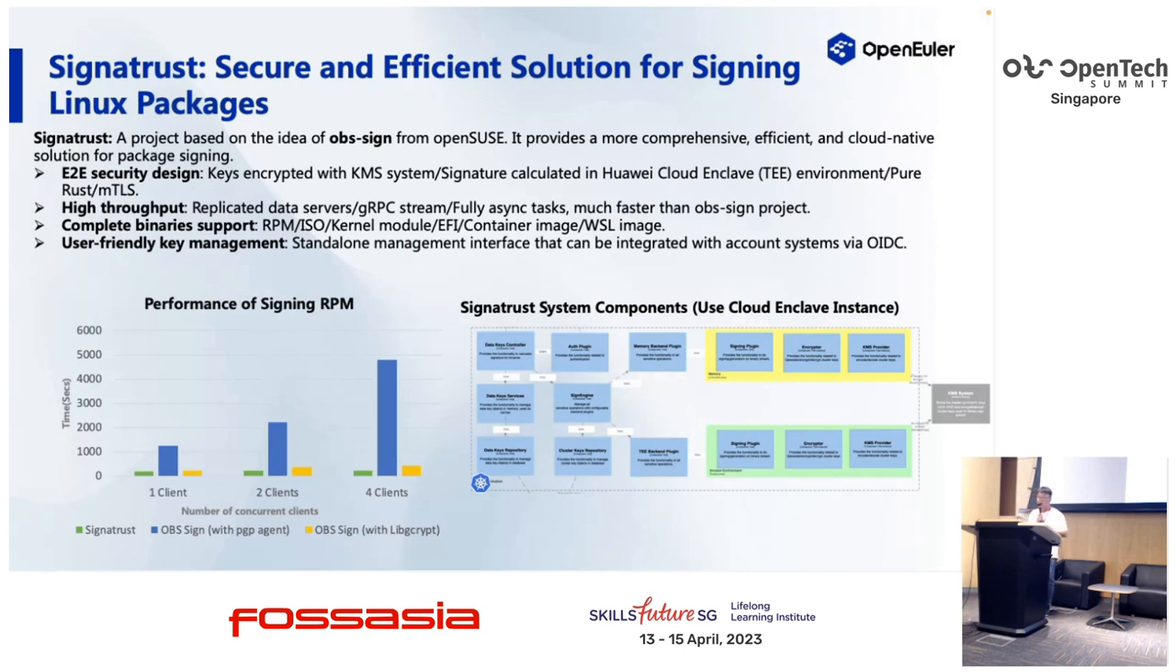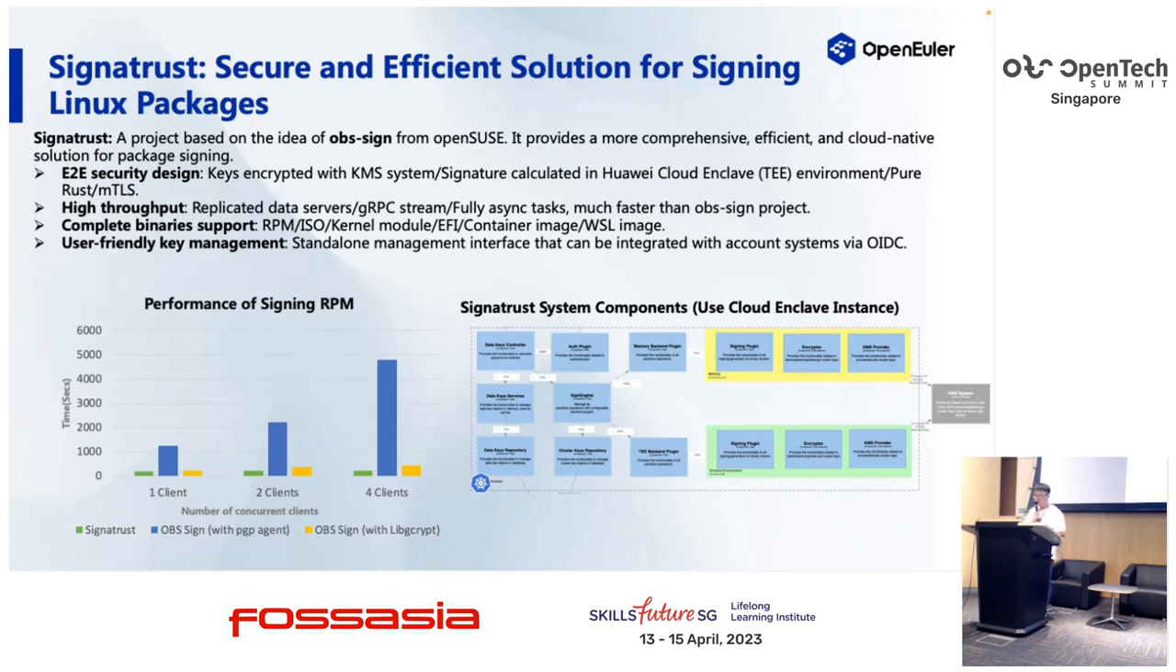It's quite slow. Based on this, we created our own version of the signing service, which is named Signatrust. Signatrust is a new word, a combination of signature, trust, and Rust. Yes, it's based on the Rust language. We have improved the signing service in several aspects. The first is end-to-end security design. In our design, sensitive data is encrypted and decrypted before storing to the databases, with external KMS systems such as Huawei Cloud KMS.